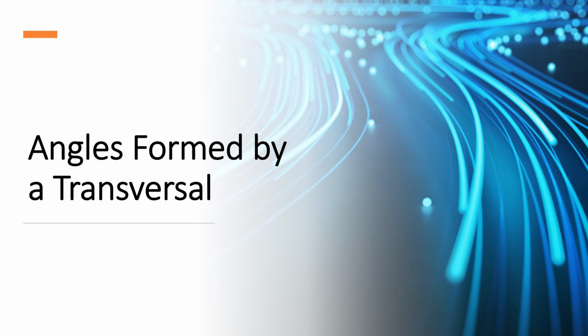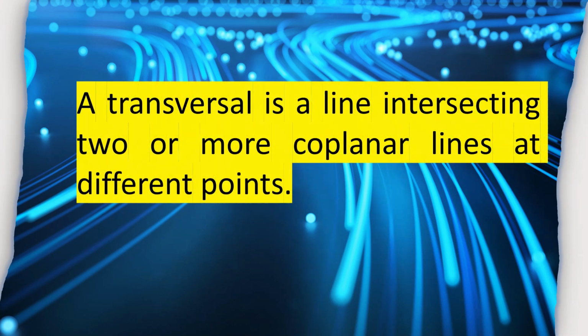Good day everyone. So for our topic for this week, we have angles formed by a transversal. Let us have the definition for transversal. A transversal is a line intersecting two or more coplanar lines at different points. Coplanar lines means lines that belong to the same plane. So this transversal line intersects two or more lines that belong to the same plane at different points.